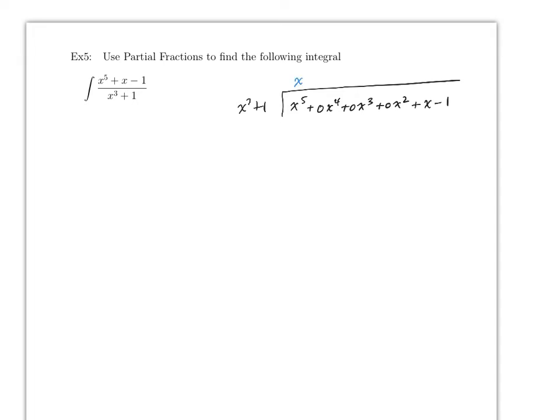So then this will be x squared. So this will give you x cubed, and then plus x squared. And remember that when you do long division, you have to change the sign. So you'll end up with minus x squared plus x minus 1. So this is the remainder.